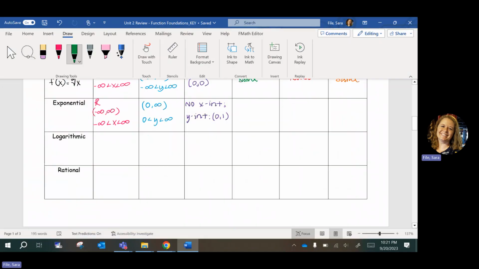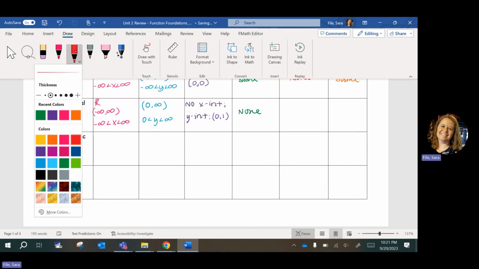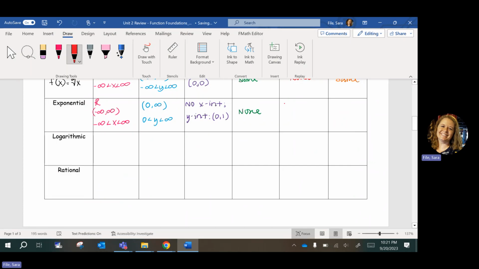Symmetry, but let's see what was next. No symmetry, none there. Oh, asymptotes were next. So this was the first one that actually does have an asymptote, and it has a horizontal asymptote. We write our asymptote as an equation, and I said it's a horizontal line at y equals 0.